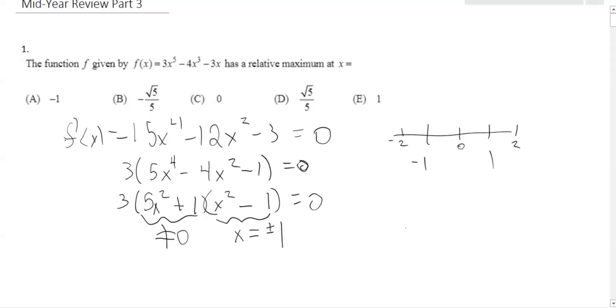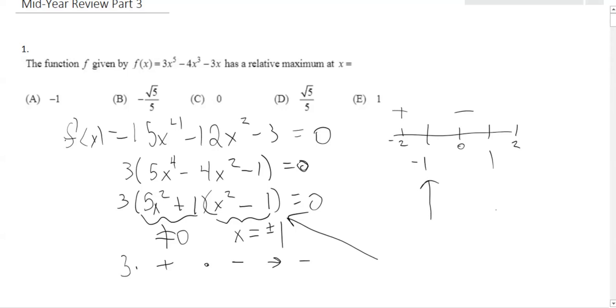If I plug -2, I always like to plug it into the factored form because then it easily multiplies. If I plug -2 in, you have 3 times a factor that's going to be positive times a factor that's going to be positive as well. So this is positive here. So f prime is positive, meaning f is increasing. When you plug in 0, you have 3 times a positive times a negative, which is going to result in a negative.